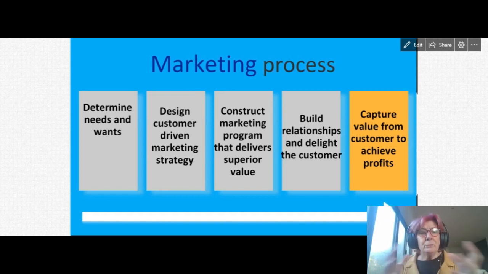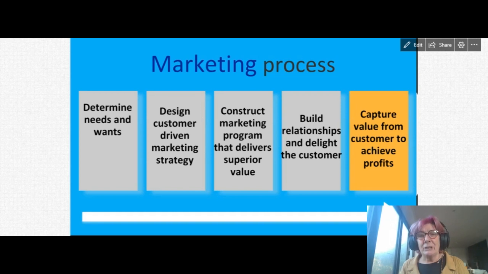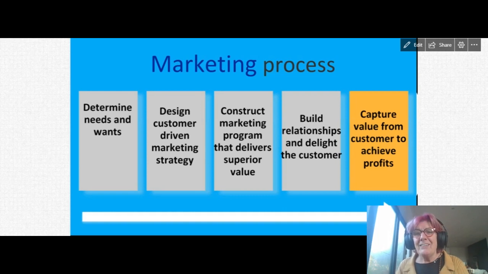So now we've constructed our program, we've got our products, we've set our prices. Now we need to be in touch with our customers. We need to build relationships with those customers. And if we can make those customers happy with our products, then and only then can we begin to capture value from them. What do we mean by capturing value? Well, really, we're talking about selling.